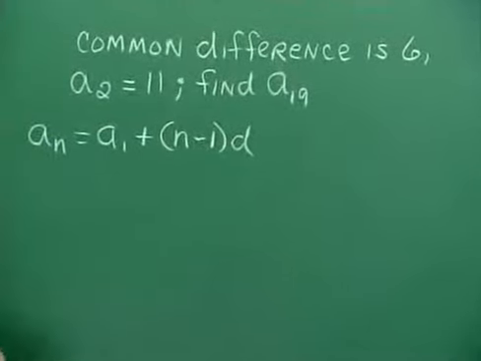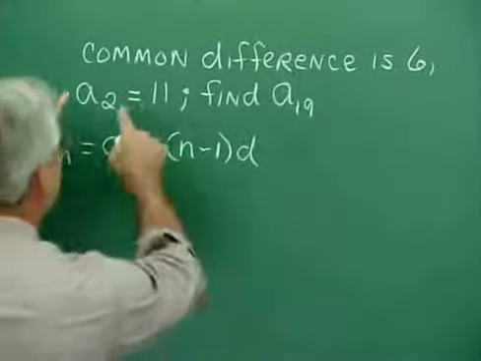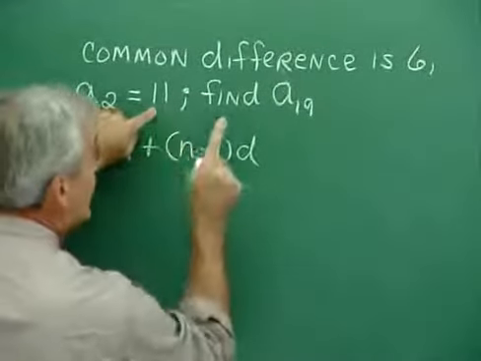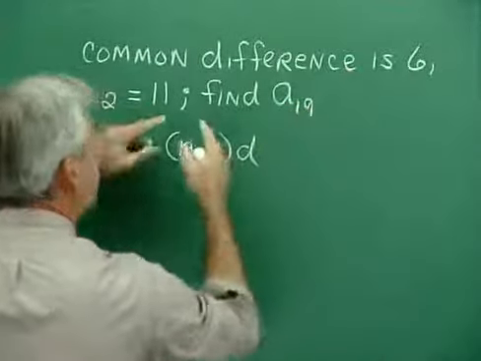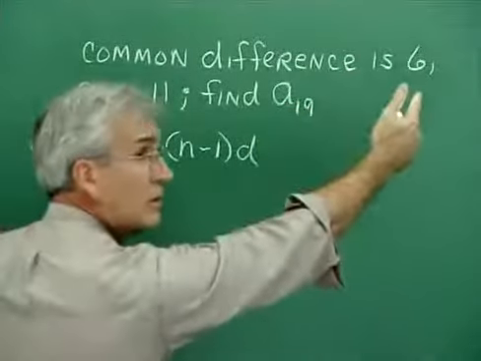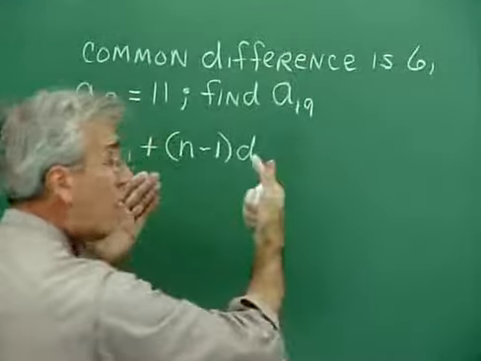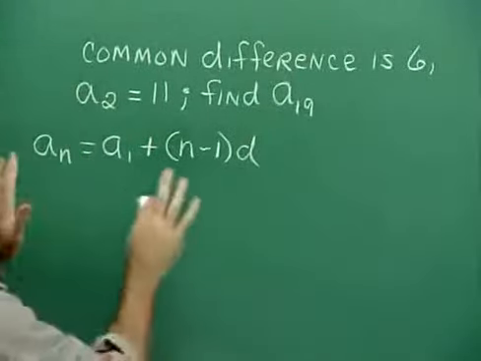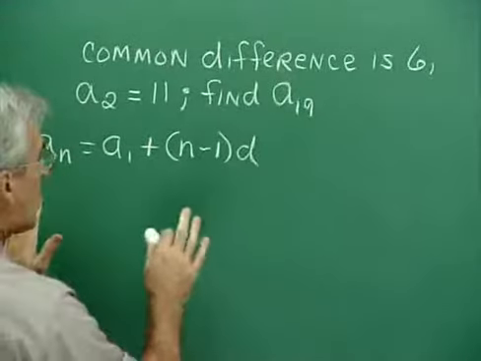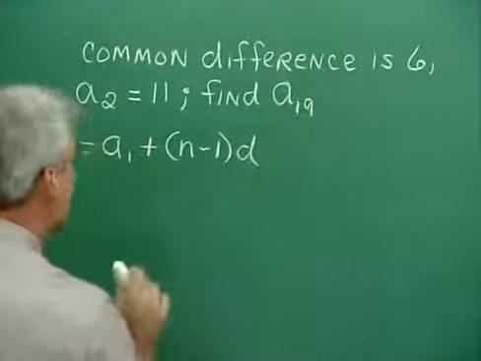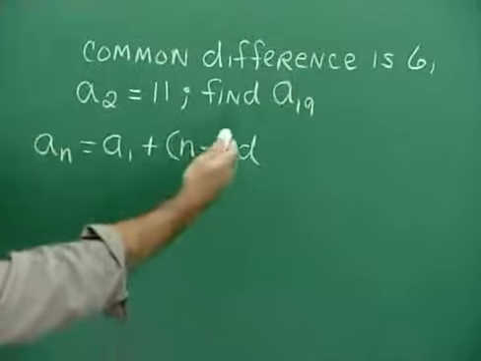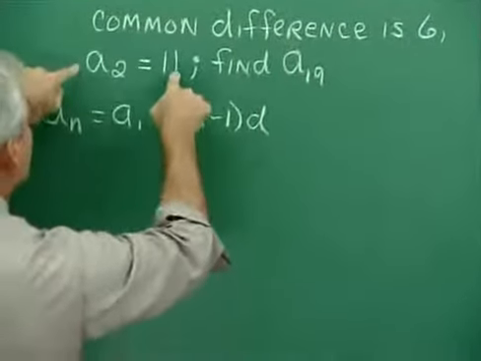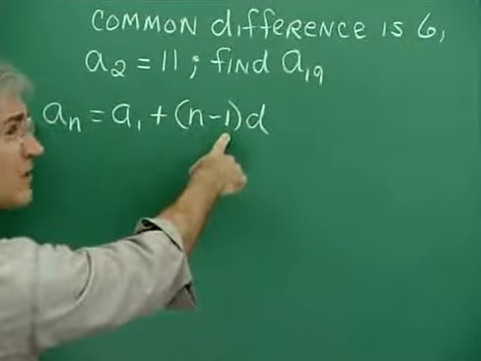There are really 2 ways that we can find a sub 1. If we know that a sub 2 is 11 and the difference is 6, then let's backtrack. 11 minus 6 would give 5 for that first term. So a sub 1 we know to be 5. But let's take a more general approach than that kind of manipulation. Let's put the information about the second term into the general model and see what happens.